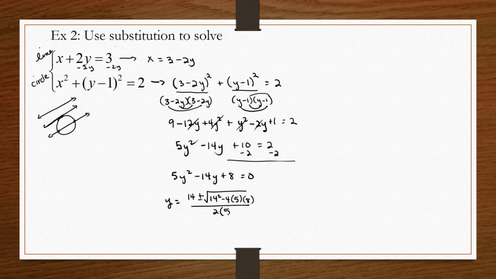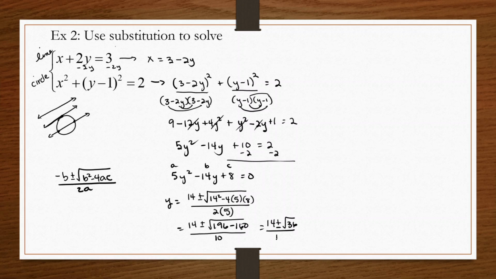all over 2a. If you don't remember the quadratic formula, it looks like this, where this is a, b, and c. Okay, so now we calculate this. 14 squared is 196. 4 times 5 times 8 gives me 160. So I end up with 14 plus or minus the square root of 36. And the square root of 36 is 6.